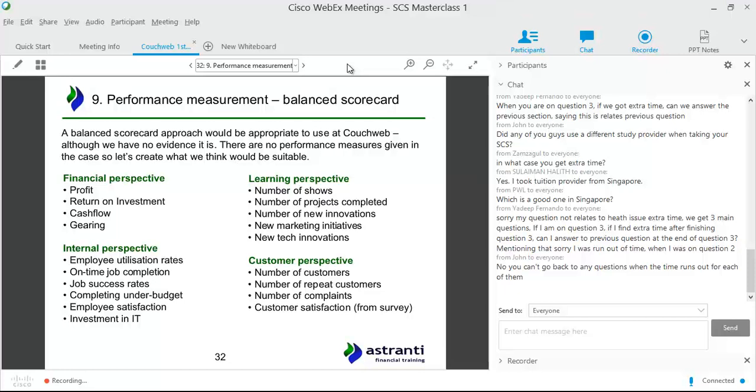For example, in the pre-seen, the profit is very high, but then the gearing is very high. So ways in which we can reduce our gearing, monitoring how effectively we are reducing our gearing would be a way of using the financial perspective to monitor performance.